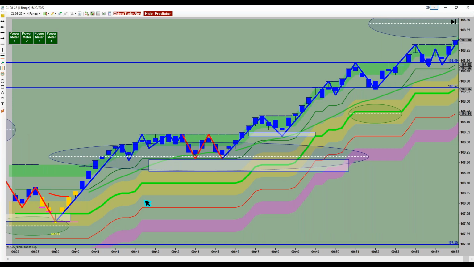Okay, but always keep in mind when it's already run 100 ticks, if you buy these support bounces here, the same rule applies. You've got to keep getting higher lows and higher highs. Okay, let's see if it kept going. Oh yeah.